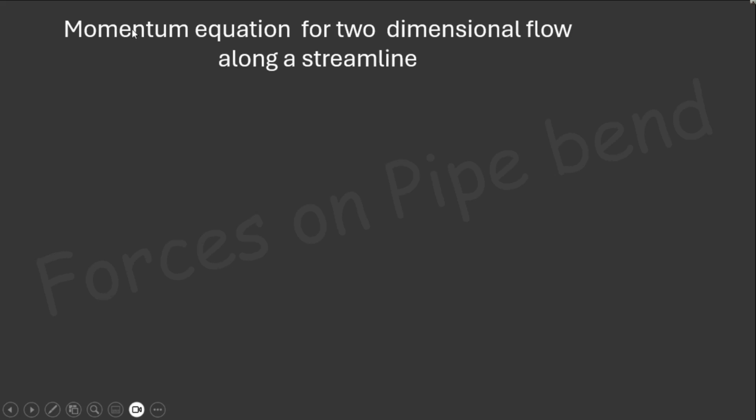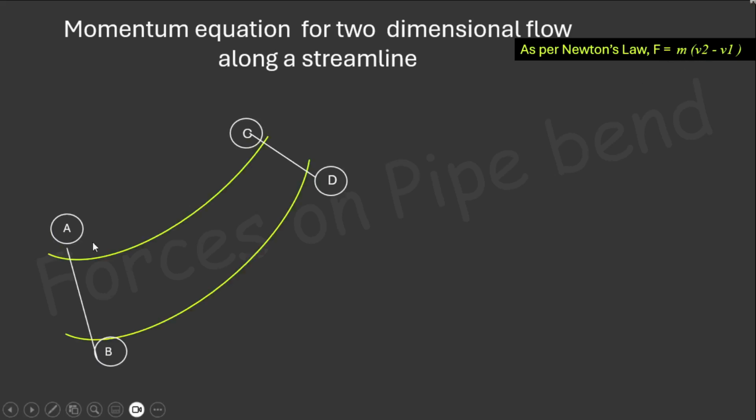So consider the momentum equation for two-dimensional flow along a streamline. The equation F equals m into (V2 minus V1) is derived for one-dimensional flow in a straight line, assuming that incoming and outgoing velocities are in the same direction. The figure shows a two-dimensional problem in which the velocity v1 makes an angle theta with respect to the x-axis and v2 makes an angle phi with respect to the x-axis.